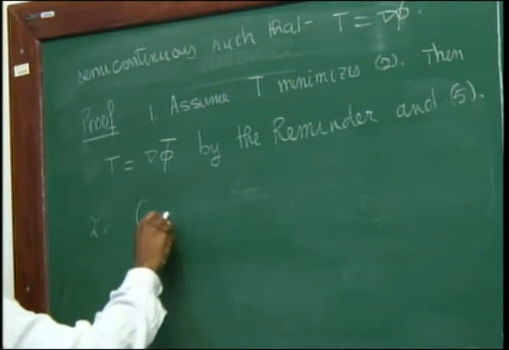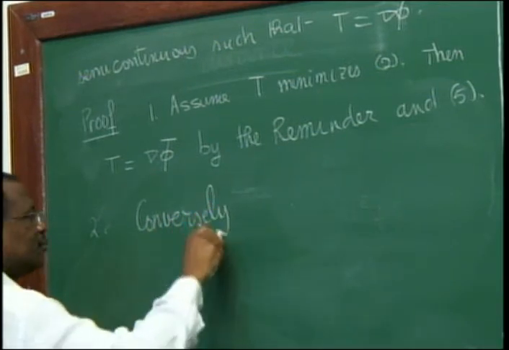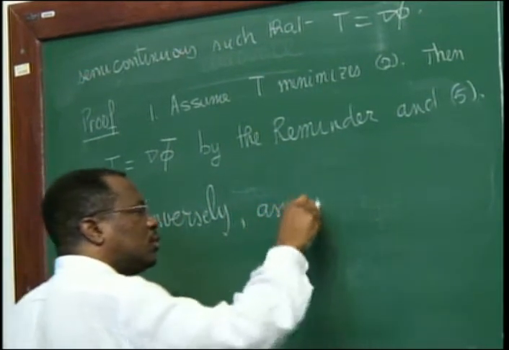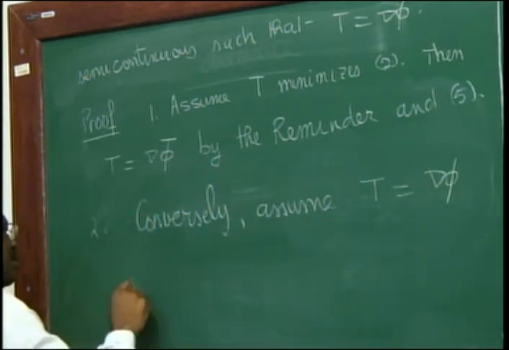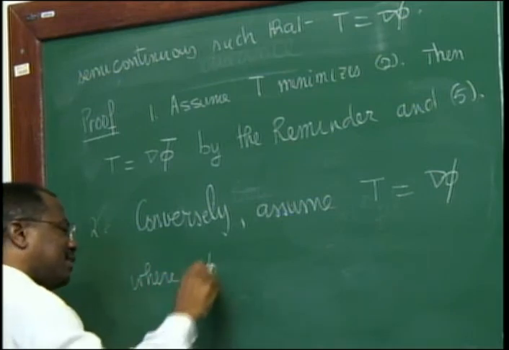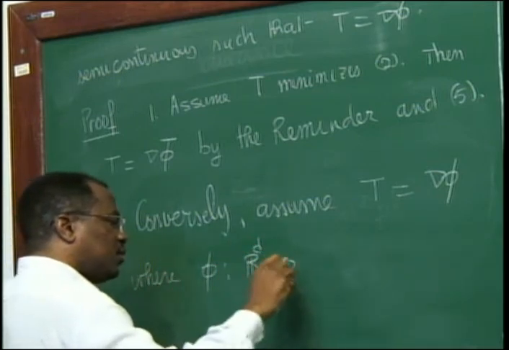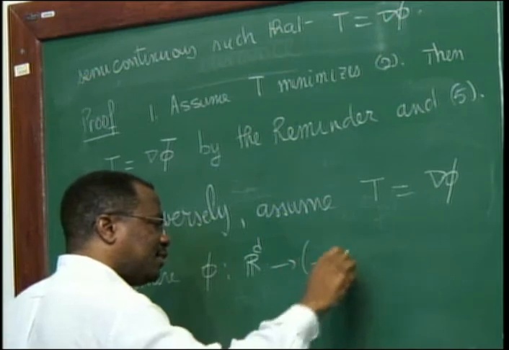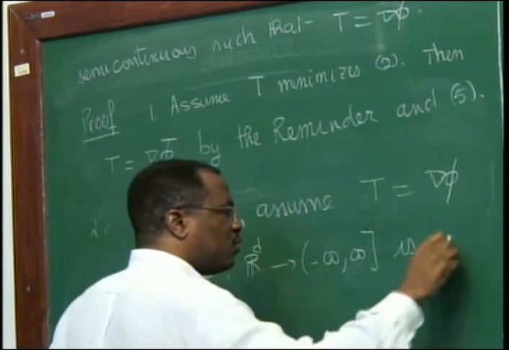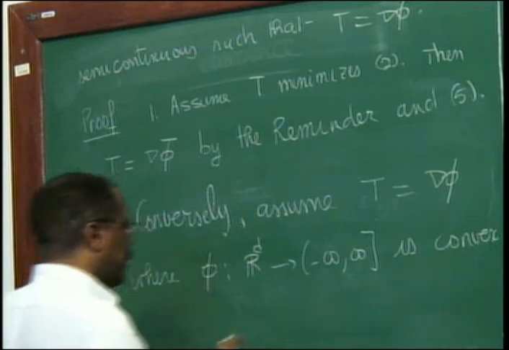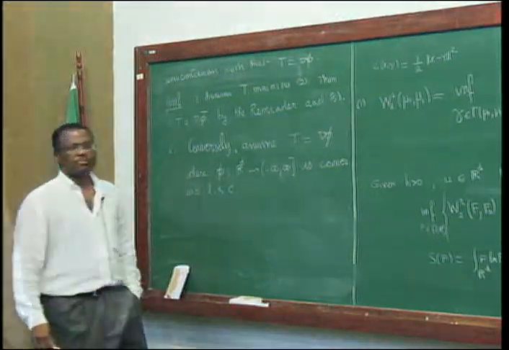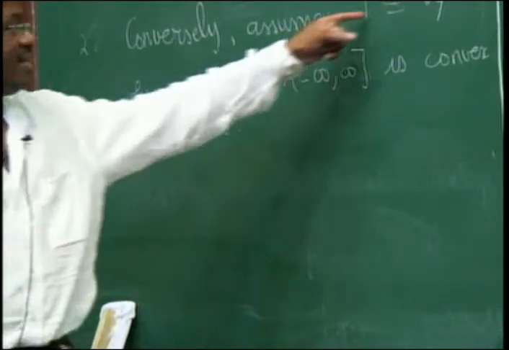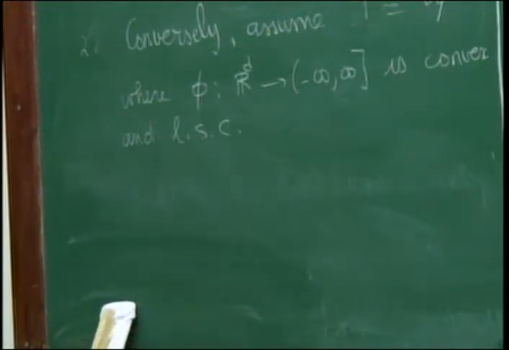Conversely, assume T is the gradient of phi, where phi is from R^d to negative infinity plus infinity, is convex, and upper and lower semi-continuous. Okay. So writing this means that the gradient of phi exists mu almost everywhere.